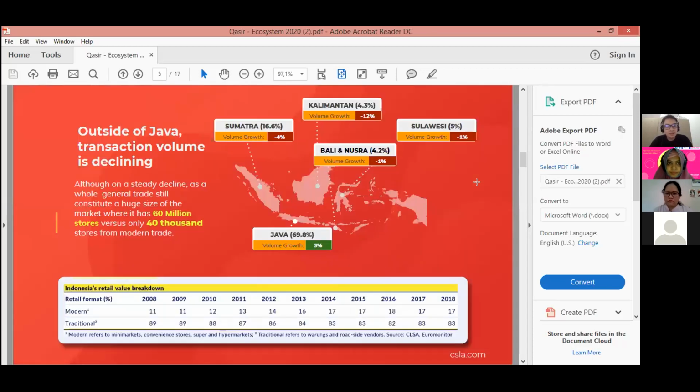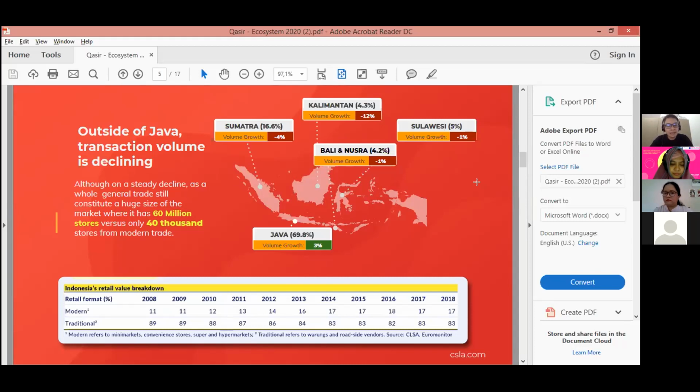Next. Okay, so as the most important backbone of the Indonesian economy, there is a challenge between modern retail and traditional or MSME businesses. If you see, there is data from CSLA.com: 60 million MSMEs compared to modern retail, only 40,000.